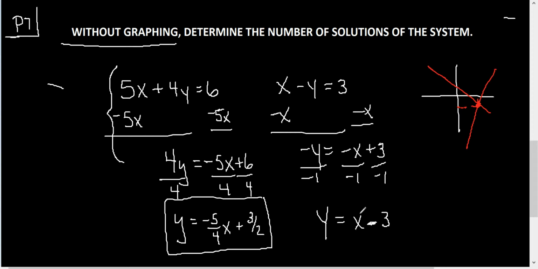Okay, and now we compare our slopes. This slope is negative 5 over 4, and this slope is 1. They're not the same, so they're not parallel. They're not negative reciprocals of each other, so they are neither. So they're just two lines that cross somewhere, not forming a 90-degree angle, but they still cross. So this has one solution. One solution for this problem.